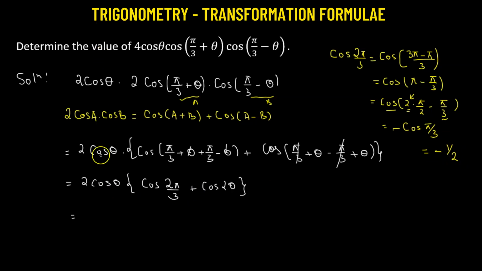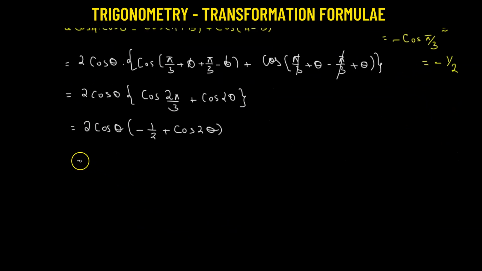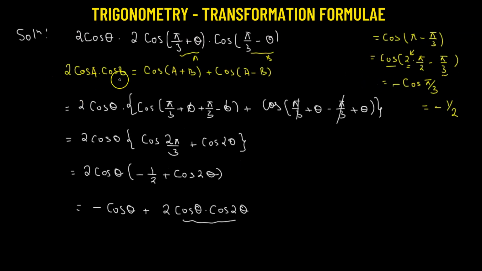So let's substitute this value here. So we get 2 times cosine of theta multiplied to negative half plus cosine 2 theta. So we're going to open this up. Now we're going to get negative cosine theta plus 2 times cosine theta times cosine 2 theta. So now again we get the product of two cosine functions. We're going to again use the same transformation formula: 2 cosine A cosine B equals the sum of two cosine functions.